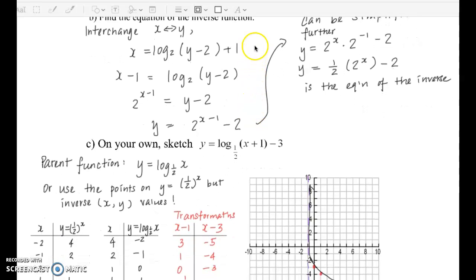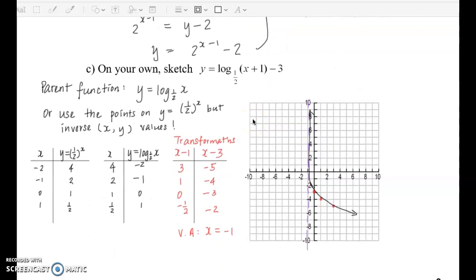And then the next part in your notes shows how you can sketch the graph of y equals log base 1/2 of (x plus 1), minus 3. Parent function is this one. Use the points of 1/2 to the power of x. Switch the columns, apply the rule, and graph. Okay. Thanks for watching.